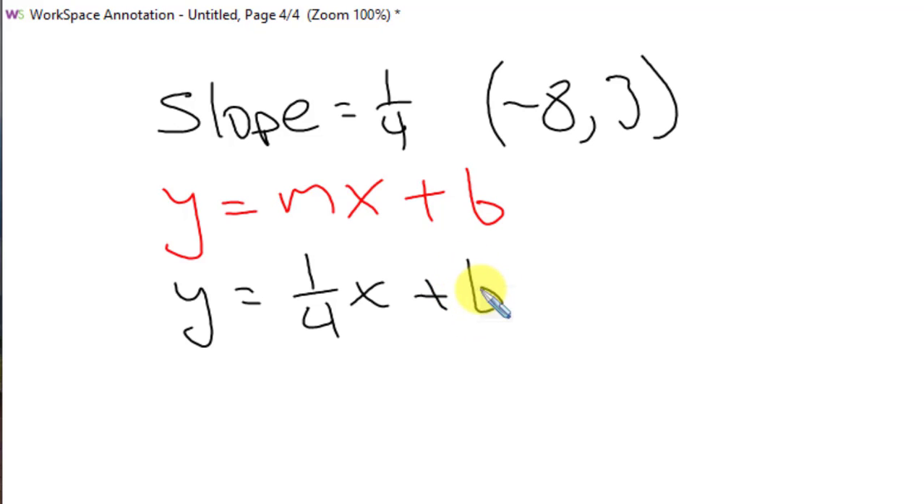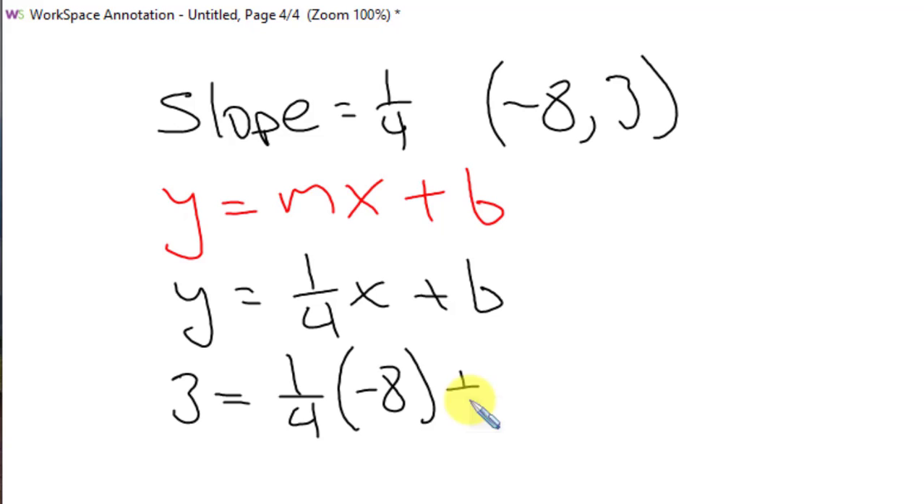But I still don't know b. I don't know the y-intercept. I can't fill in 3. 3 is not the y-intercept, right? This would have to be the ordered pair 0, 3 for it to be the y-intercept. But I do know an x, -8, and a y, 3, that this particular equation or line passes through. So what I can do is substitute those numbers in for my variables, x and y. So 3 would be my y value, and -8 would be my x value.